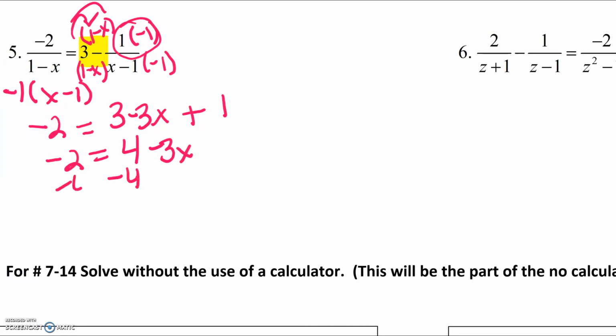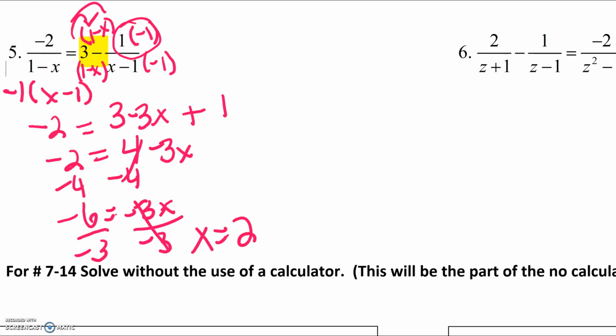Then I'm going to subtract that 4 from both sides. That's negative 6 equals negative 3x. And then when I divide by negative 3, I get that x equals 2.